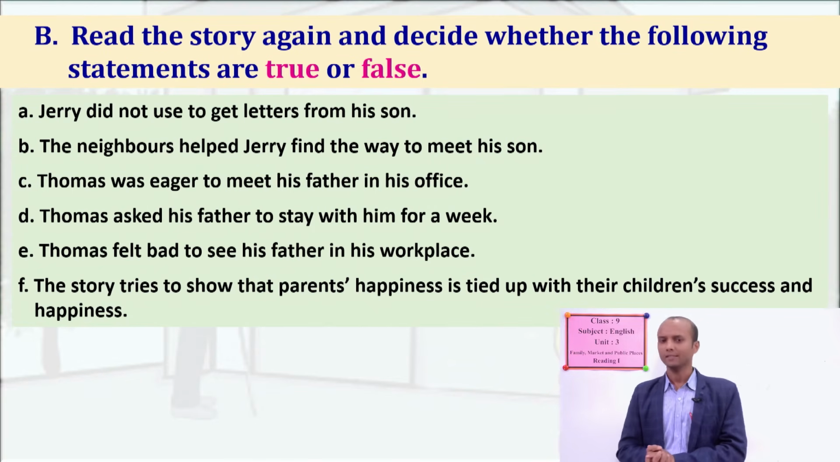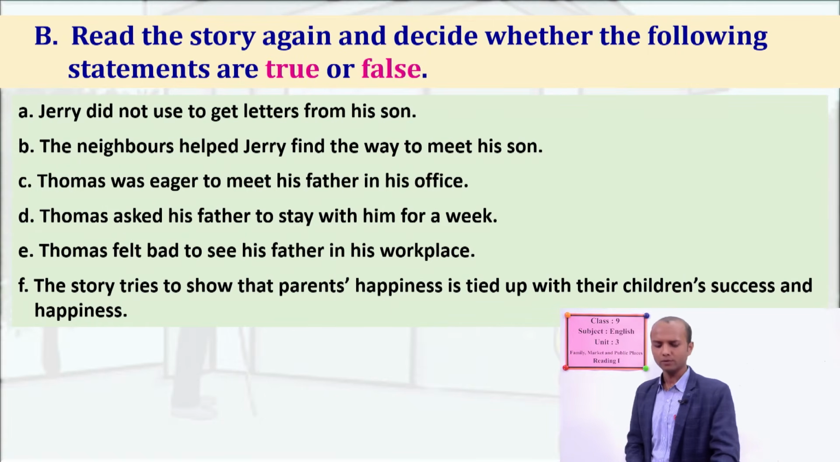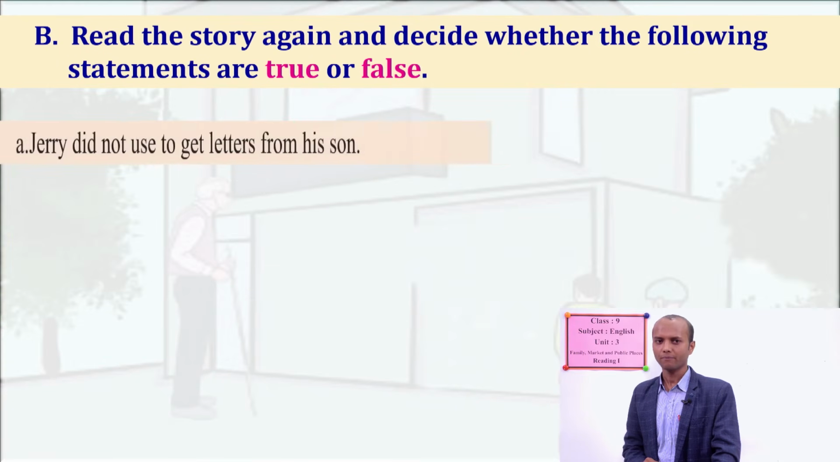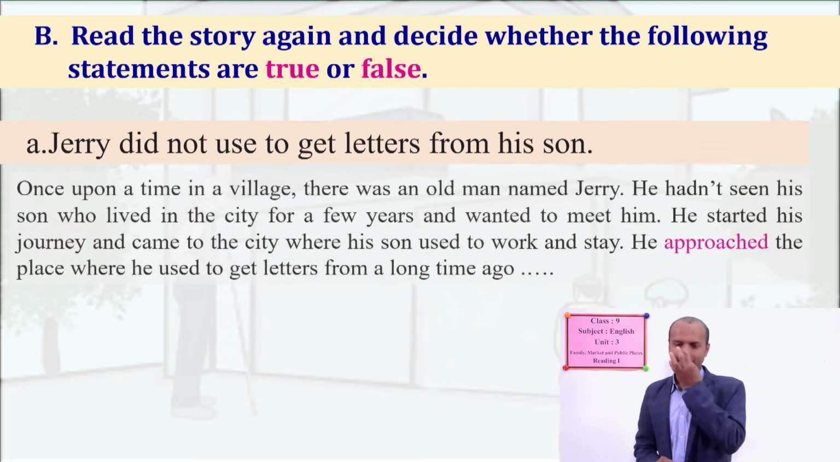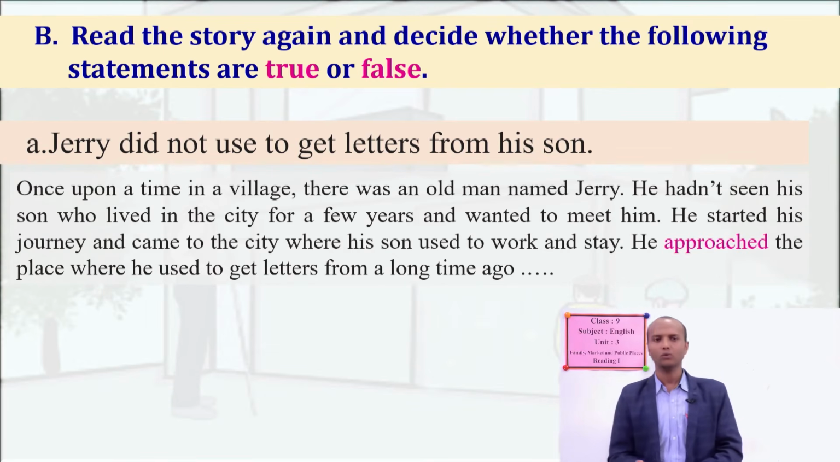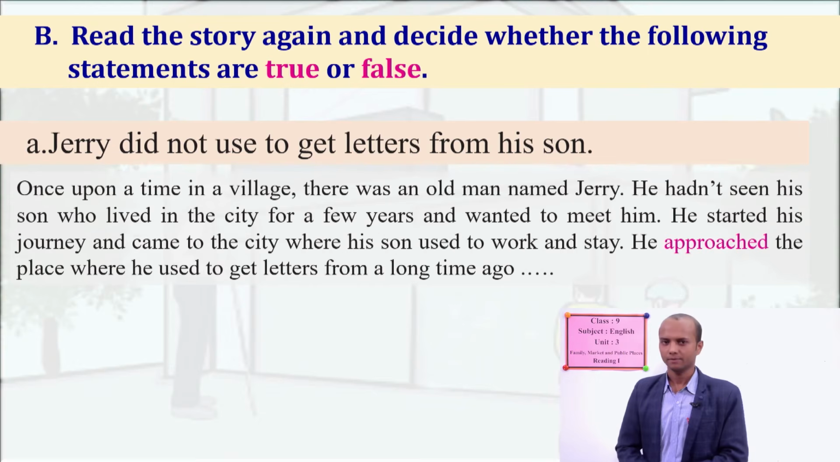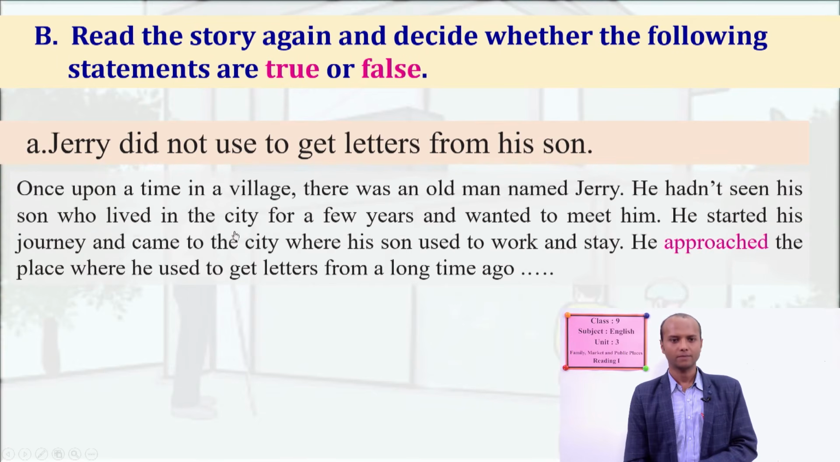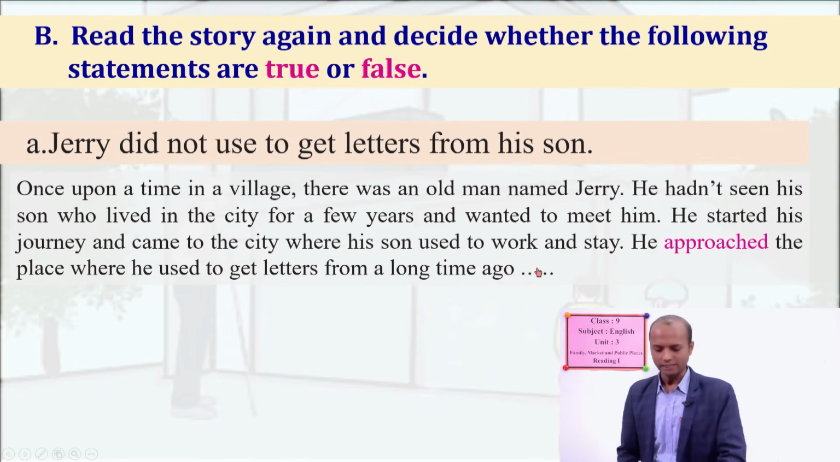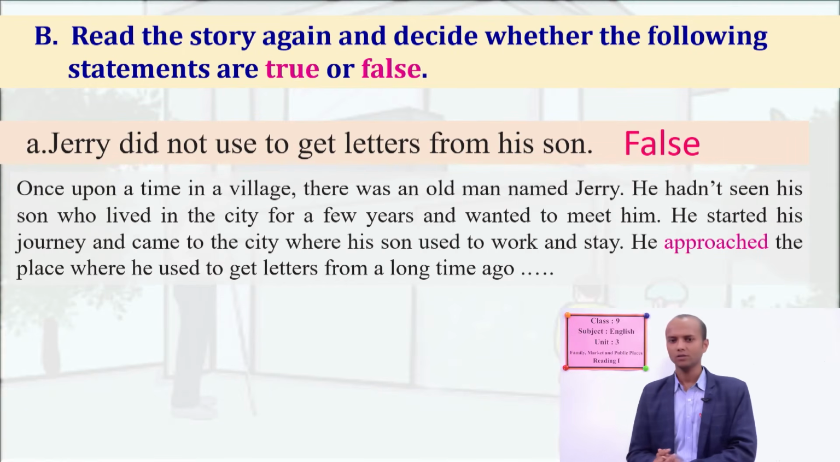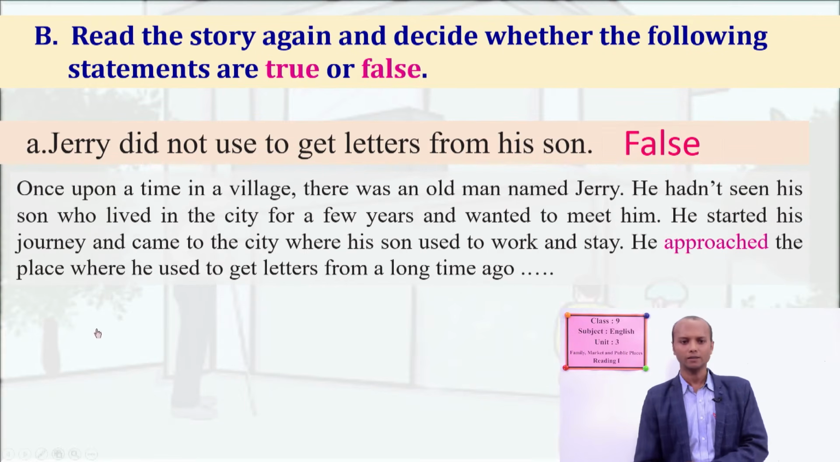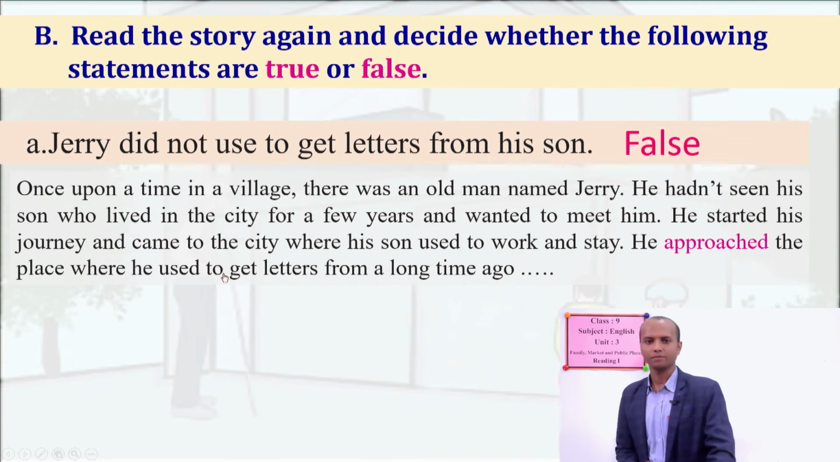Okay, can't you? Yes, definitely. So, more than that, I'll provide you with some clues. I'll provide you with the paragraphs where the answers lie. So, please go through this paragraph and decide whether this sentence is true or false. What do you think? Yes, good. You can see here where he used to get letters from a long time ago. Good. Is this true or false now? Yes, definitely it is false. He used to get letters from his son.